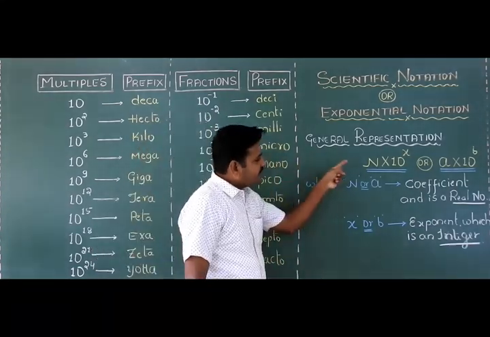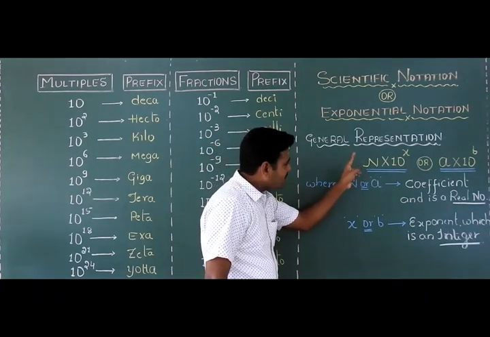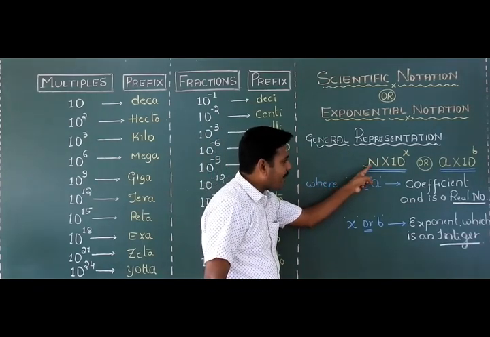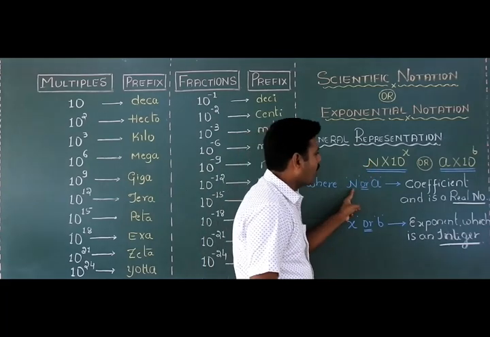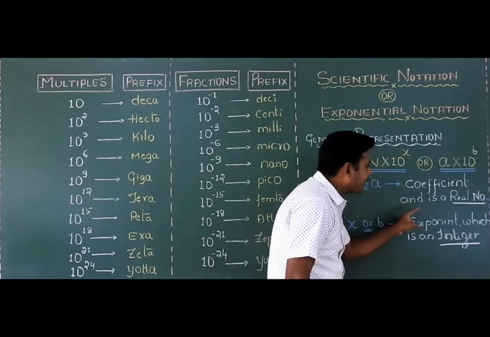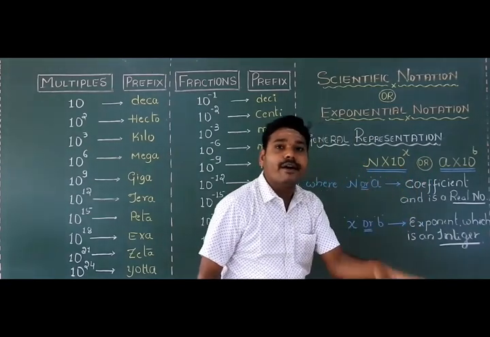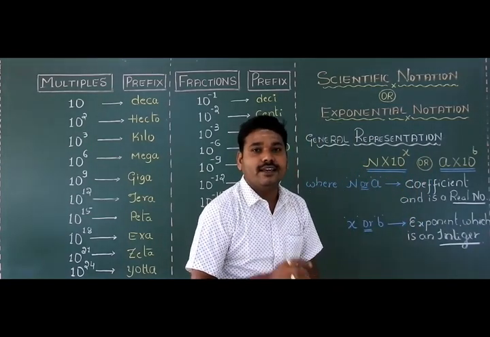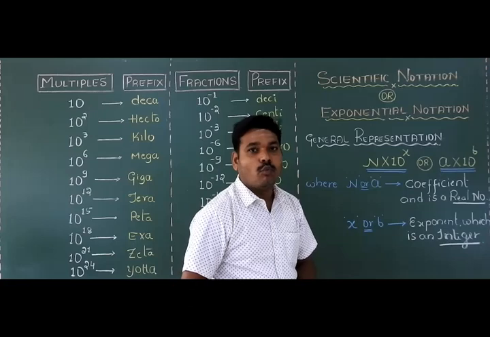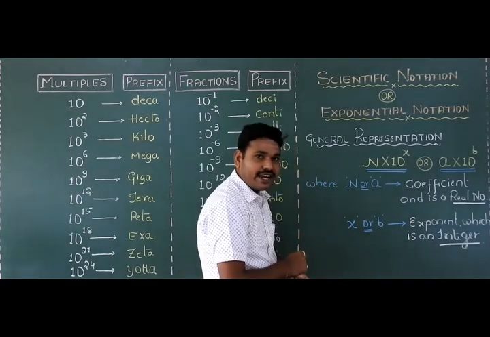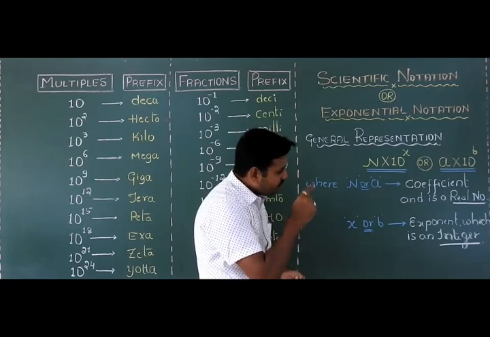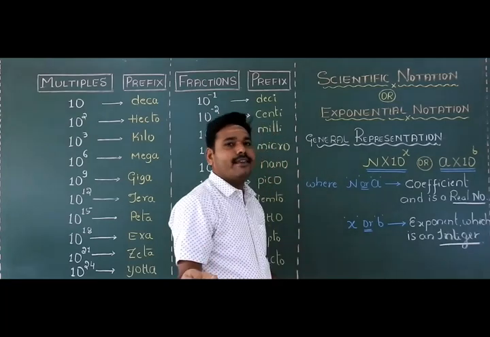And here in this general representation, this capital N stands for coefficient and it is a real number. Listen to the terms carefully. What does the capital N in the general representation indicate, students? Coefficient, and it is a real number.